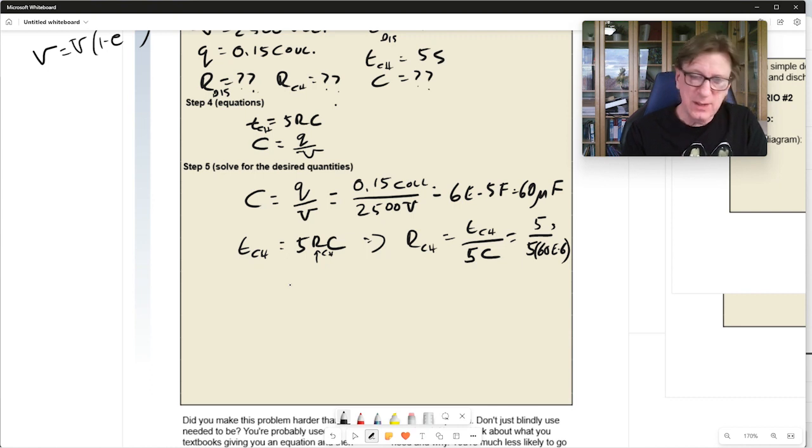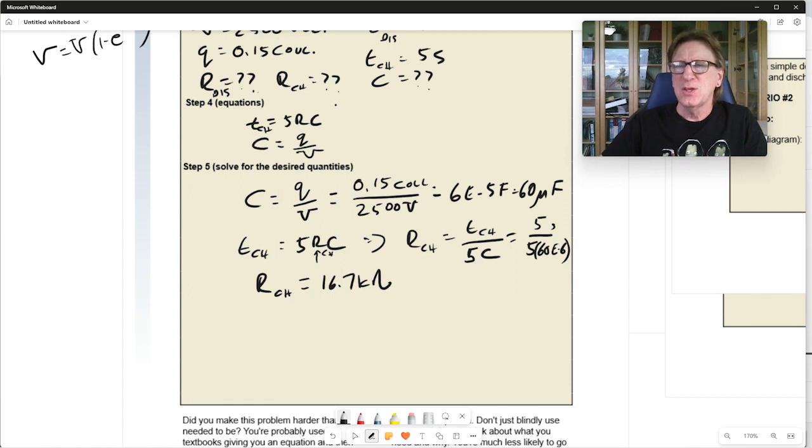And if you work that out, go ahead and pause, work it out, punch it in your calculator, make sure you can do this. Okay, and you're going to find that you need a 16.7 kilo ohm resistor. Now you probably don't have precisely a 16.7 kilo ohm resistor, but you can make one.